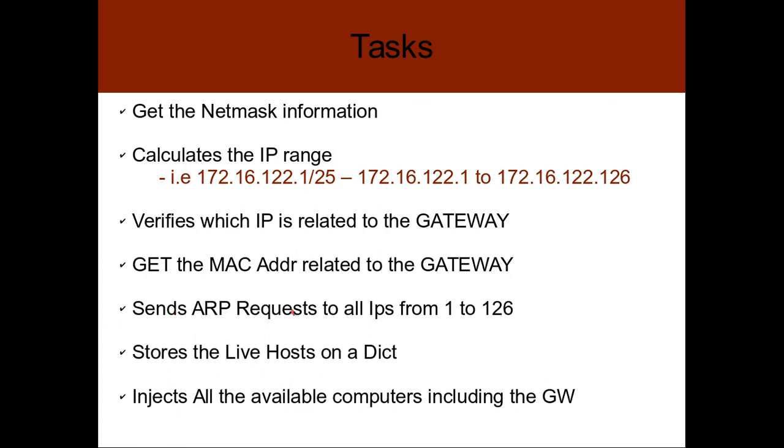It sends an ARP request to all the IP addresses from 1 to 126, just to find which hosts are live on the network, and it stores those available computers in a dictionary, and then it injects all the available computers including the gateway.